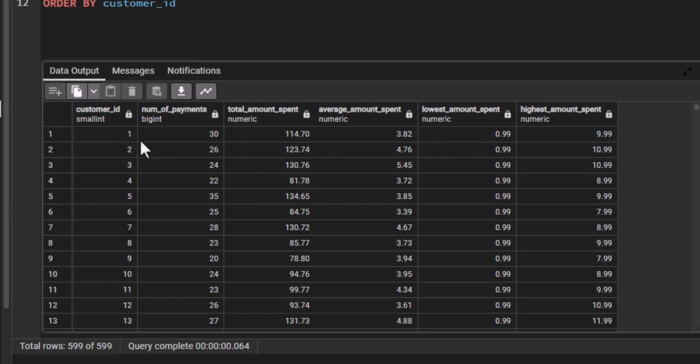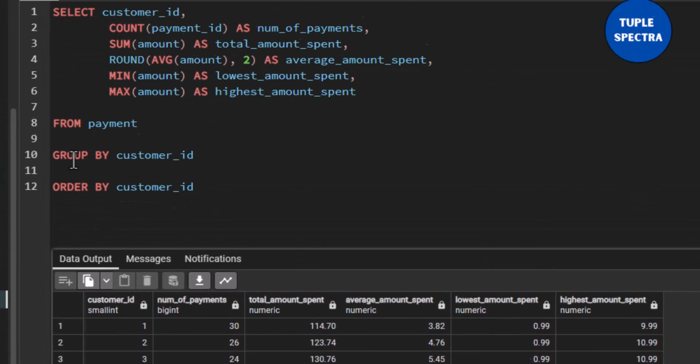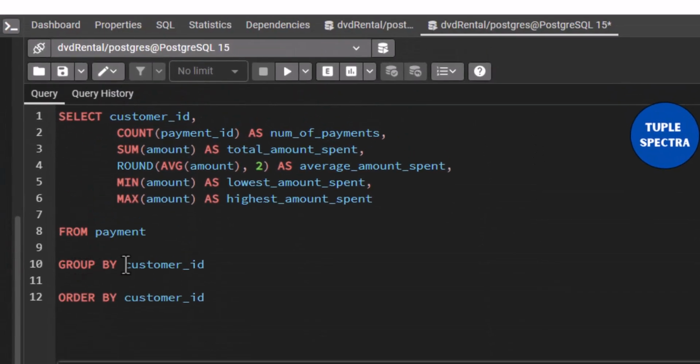99 cents is the lowest spent by customer ID 1, and the highest spent was $9.99. I hope you guys understand that right now. This is pretty easy, and I hope that with this you are able to understand how to use the group by clause. Take note that the group by clause can also have another column. Like I told you earlier, you can have multiple columns.